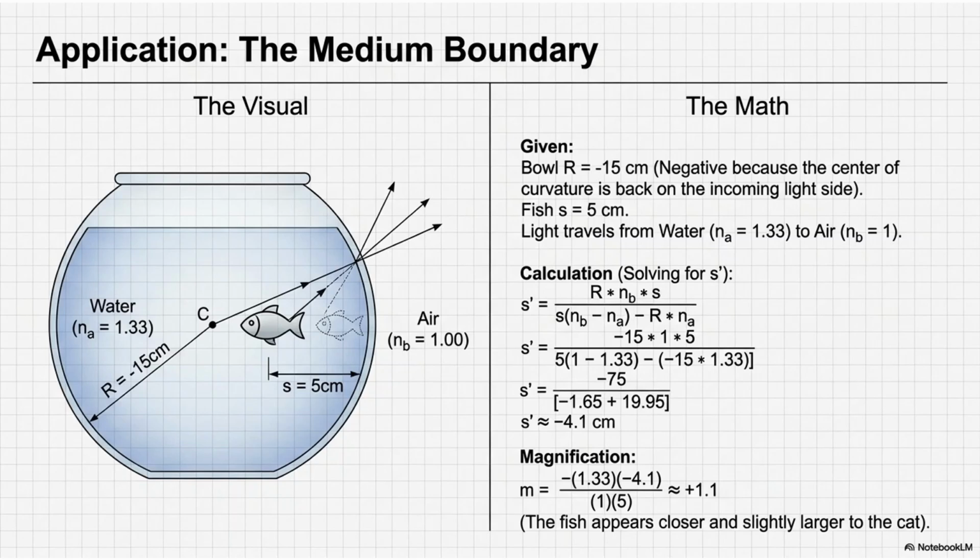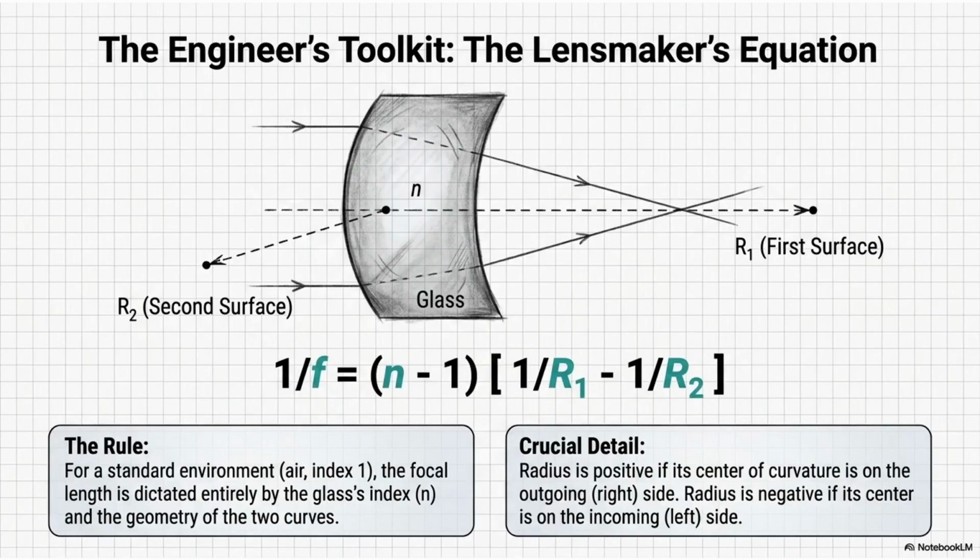It's all just geometry playing tricks on you. So if we know the exact math of how these different mediums bend light, can we actually engineer our own lenses from scratch? Let's look at slide 12. The engineer's toolkit. Slide 12 features the famous lens maker's equation.